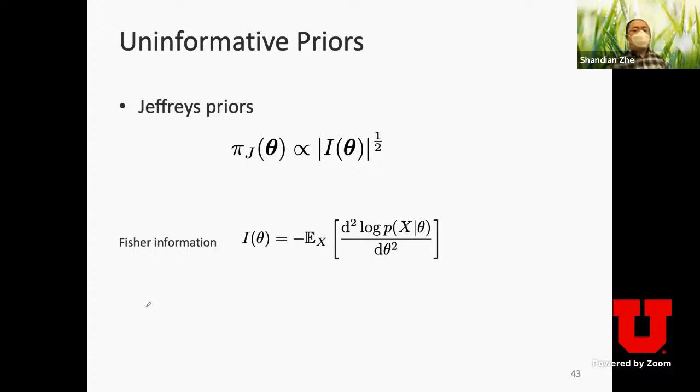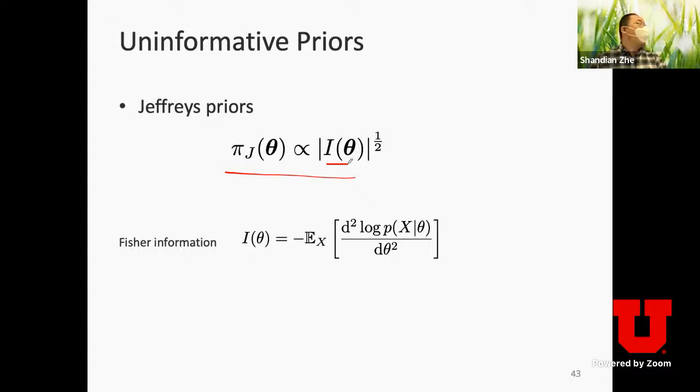Such a prior is called the Jeffreys prior. Okay. So here is the definition of the Jeffreys prior. So theta is assumed to be our latent random variable, or model parameter, whatever, right? So the Jeffreys prior is also an improper prior. It's just proportional to the square root of the Fisher information of theta.